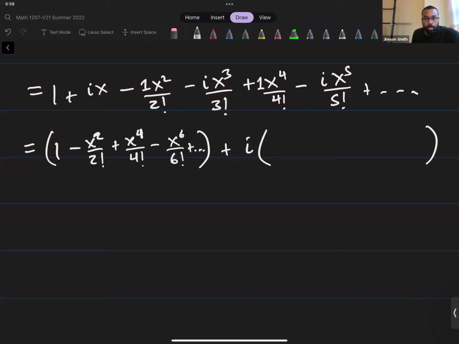That continues. Going on with the odds, that's x minus x cubed over 3 factorial. It should be a plus, plus x to the 5th over 5 factorial. Minus, the next one would be x to the 7th over 7 factorial. You can follow the pattern.